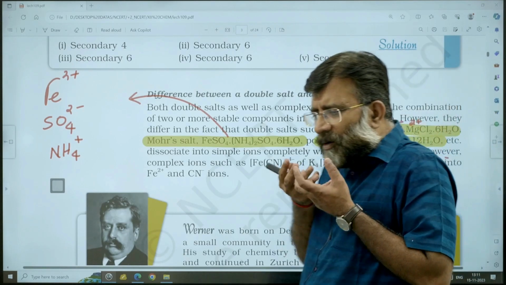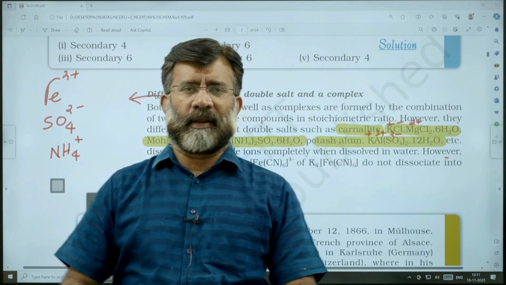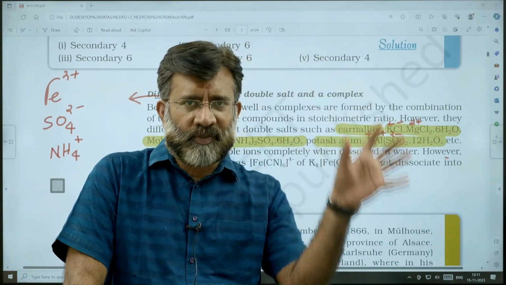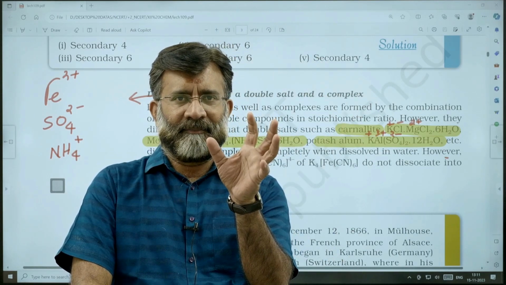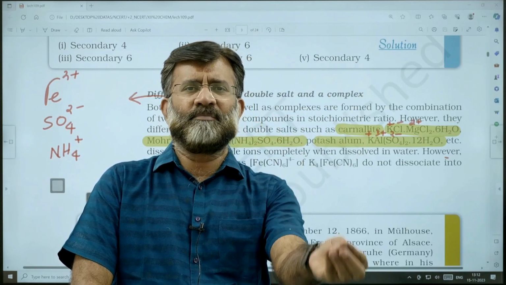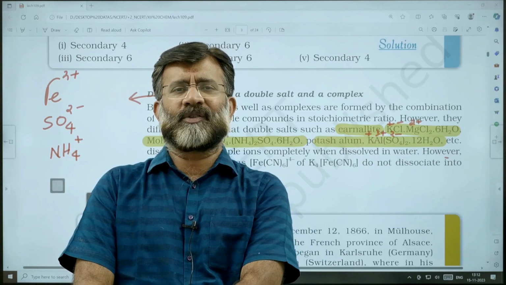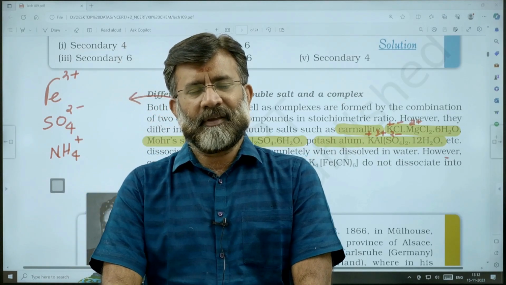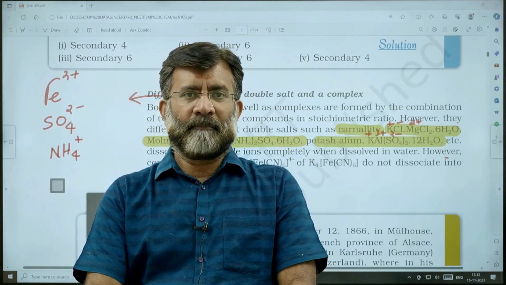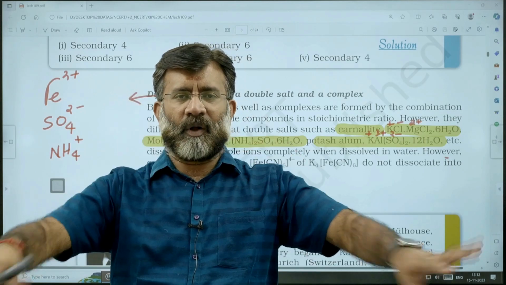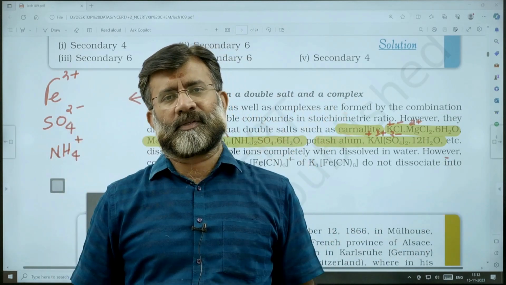So all these compounds, which are so-called double salts, of course their formulas seem to be complex, but no problem. When dissolved in water, you get a few simple ions. That is the nature of double salts. Double salts have complex formulas but no complexity in aqueous solution. In aqueous solution, they dissolve and you get simple ions.